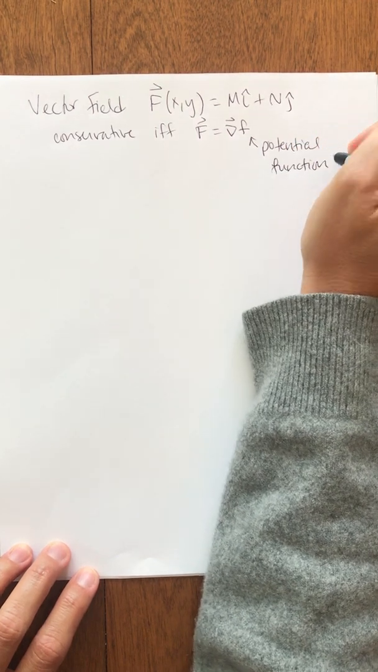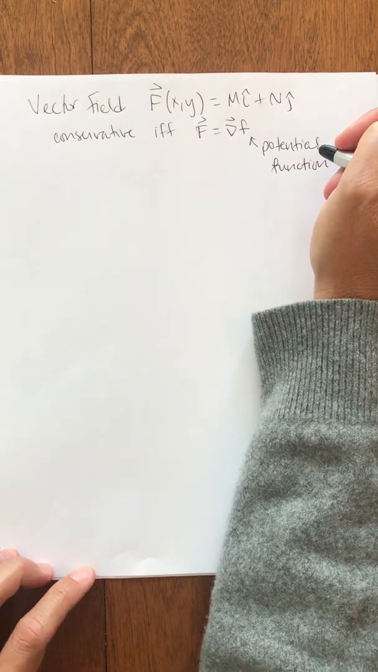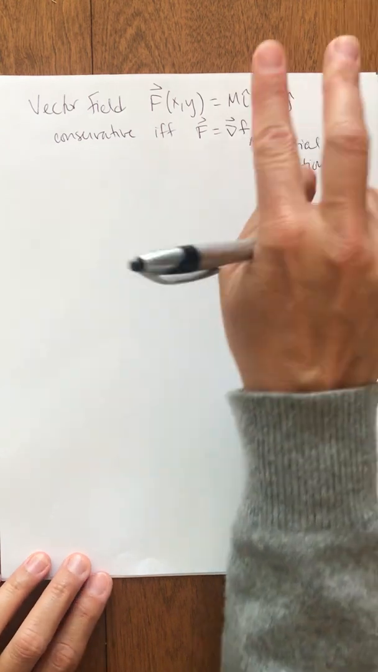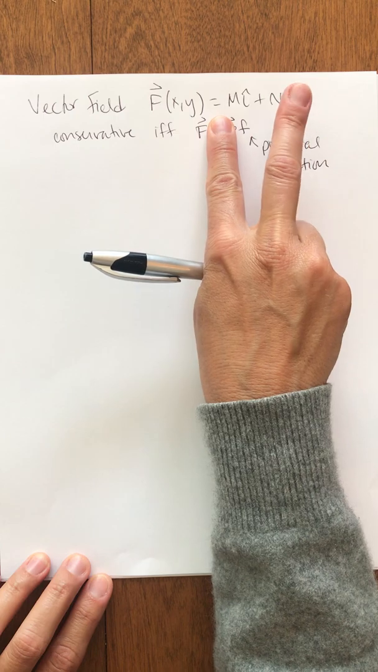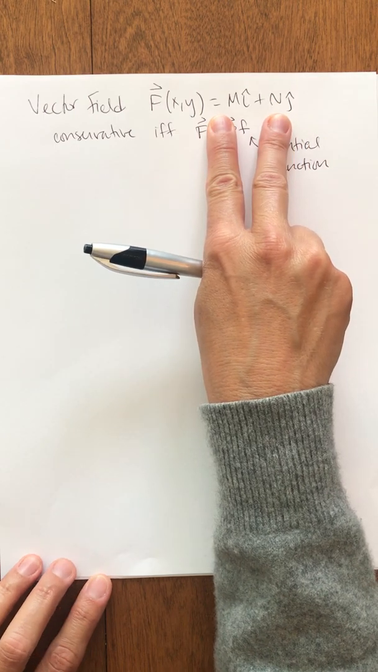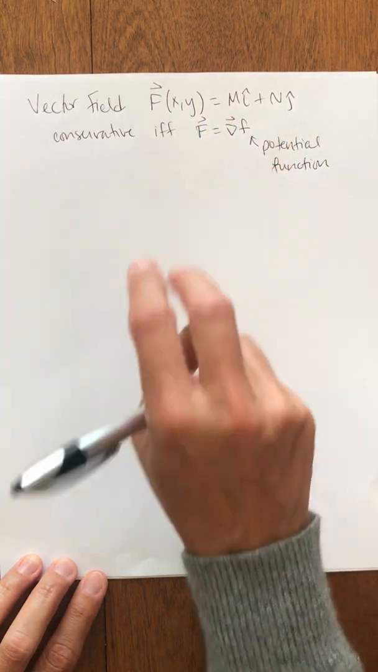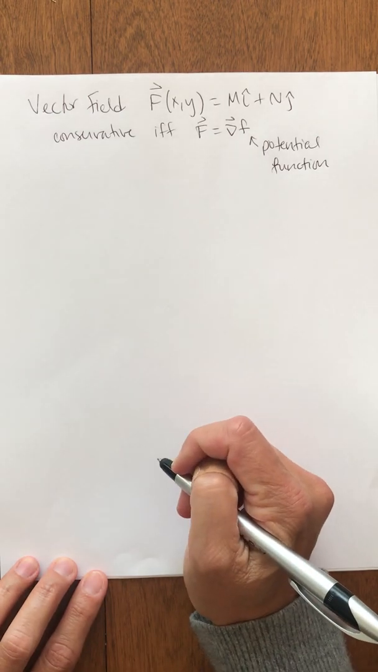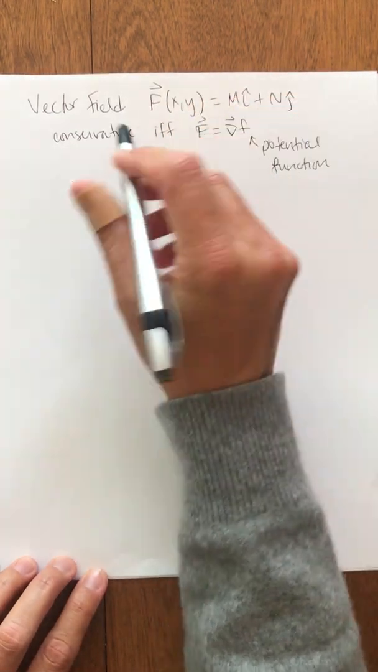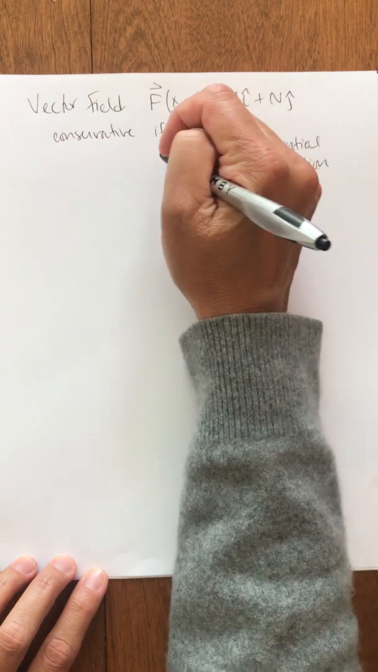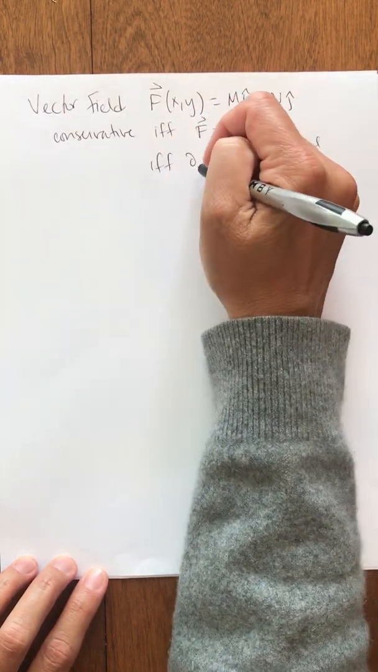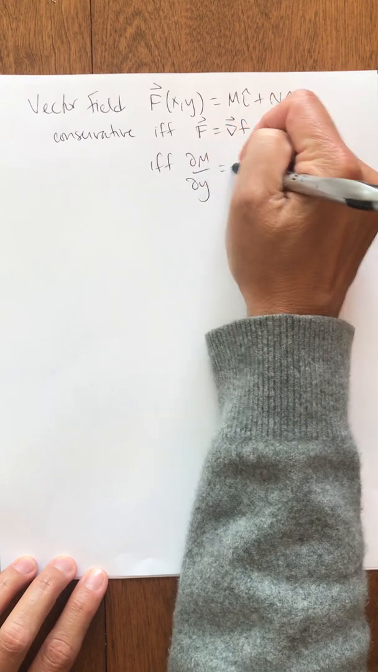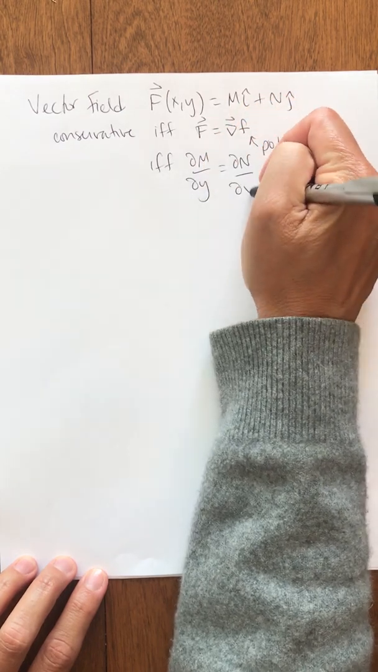Before we find that potential function, one way that we can check to see if it's conservative is this: if this is the gradient, then m is the partial derivative with respect to x and n is the partial derivative with respect to y. So if we take the derivatives again, the mixed partials would be equal. So a vector field is conservative if and only if the partial derivative of m with respect to y is equal to the partial derivative of n with respect to x.